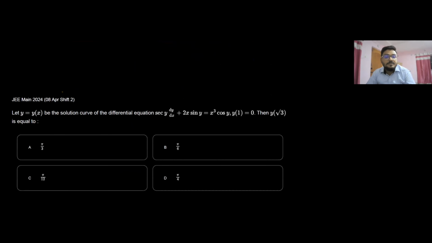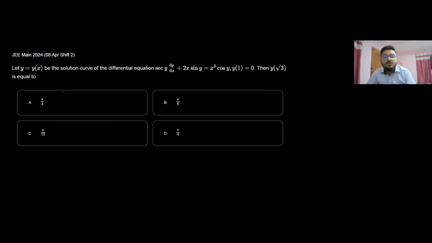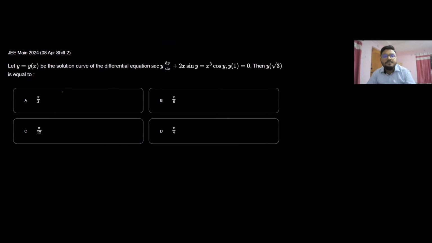So the next question is the solution curve of the given differential equation. So again, let us solve this for dy by dx. Here, if I divide by cos, meaning multiply everywhere by secant y, that would be secant square y into dy by dx plus 2x times sin y by cos y, which is tan y, equal to x cube.